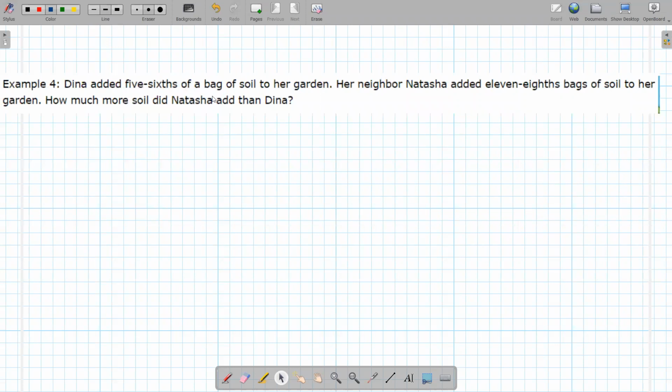Dina added 5/6 of a bag of soil to her garden. Her neighbor Natasha added 11/8 of a bag to her garden. How much more soil did Natasha add than Dina? You just subtract. Subtract what from what? 5/6 from 11/8. So 11/8 minus 5/6, right?